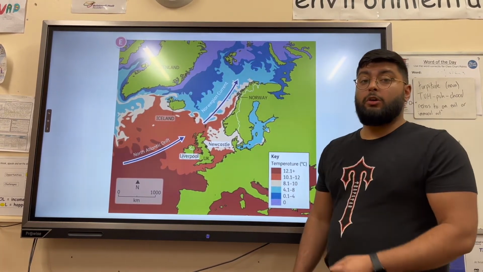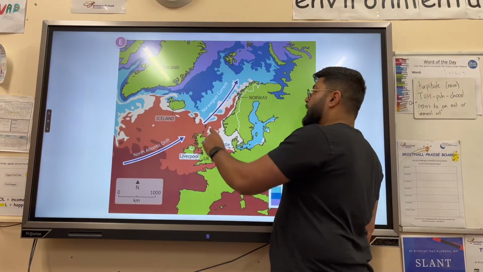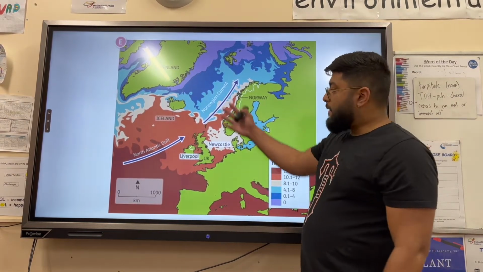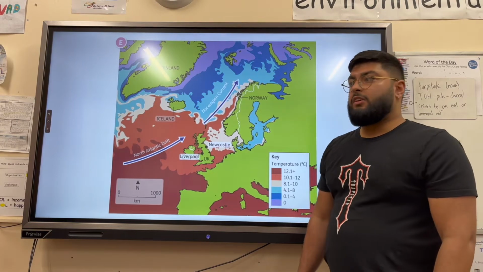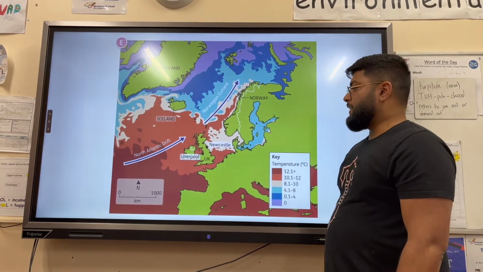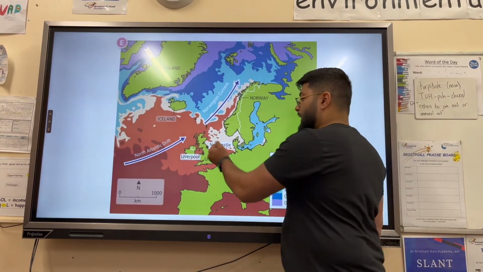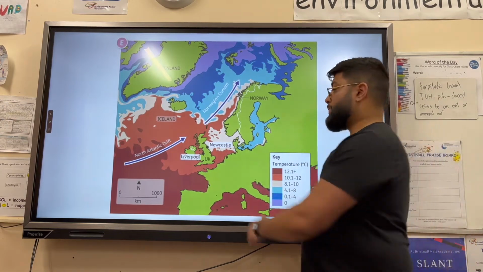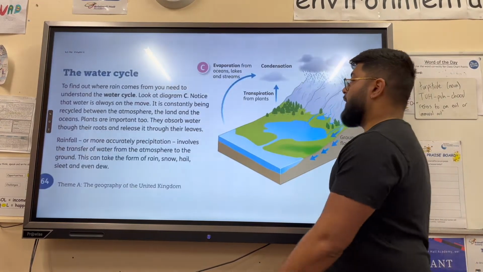But there's also a cold ocean current northeast of the UK called the Norwegian current. And that makes the eastern side of the UK slightly cooler than the western side. So on a similar day, we'd expect Liverpool to be slightly warmer than Newcastle.